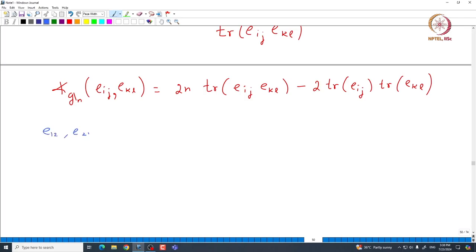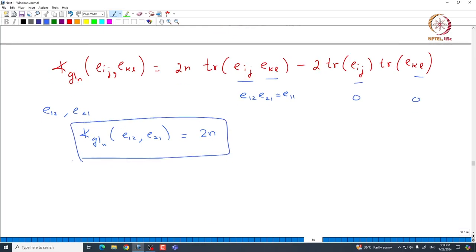For example, if we want to compute it for E12 and E21, which is what we needed for the SLN calculation, then you can see that the trace of E12, E21 is exactly equal to, you put E12 here and E21 here, so this becomes E11. So, this is 2n times the trace of E11, which is 1. And here the trace of E12 is 0, and the trace of E21 is also 0. So, this is 0, this is 0. So, you get exactly this.